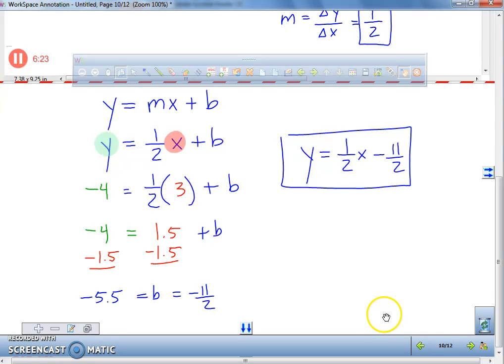Pretty good, huh? Why don't you guys use this method to solve for the next one and see if you can do it. Good luck.